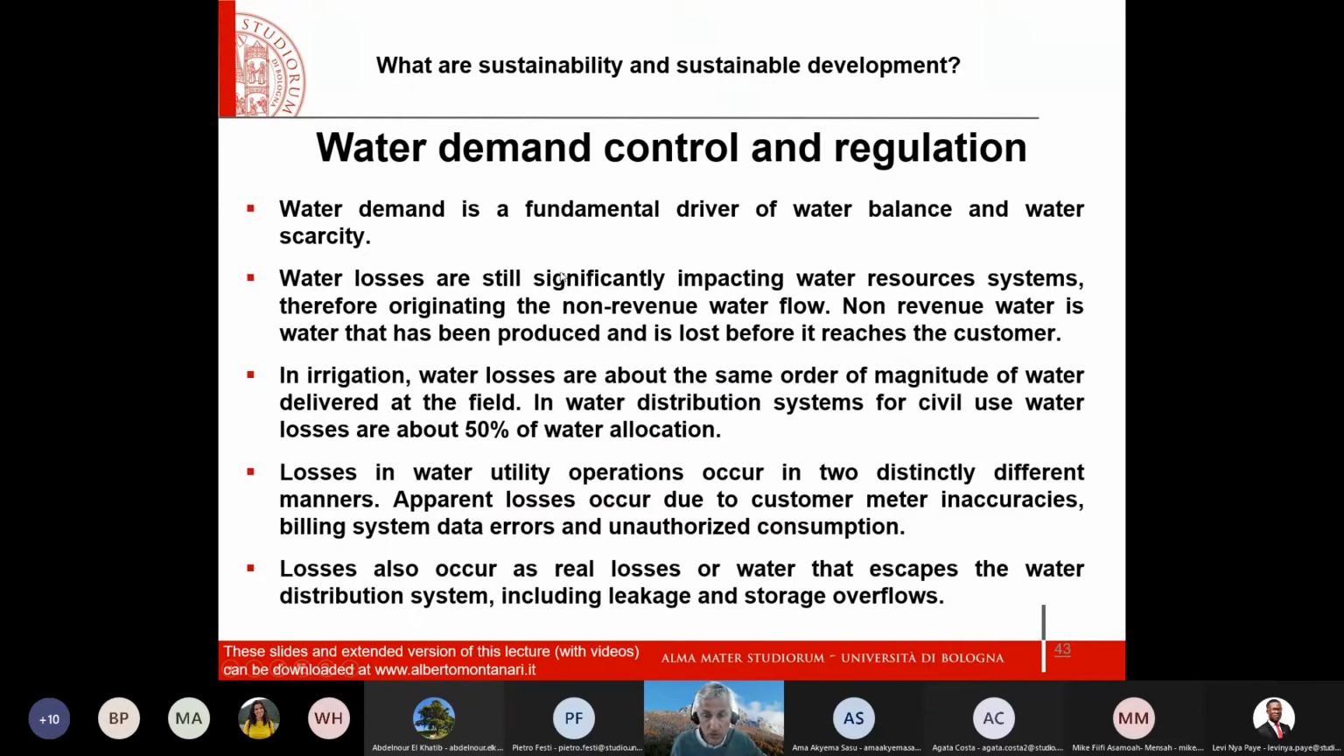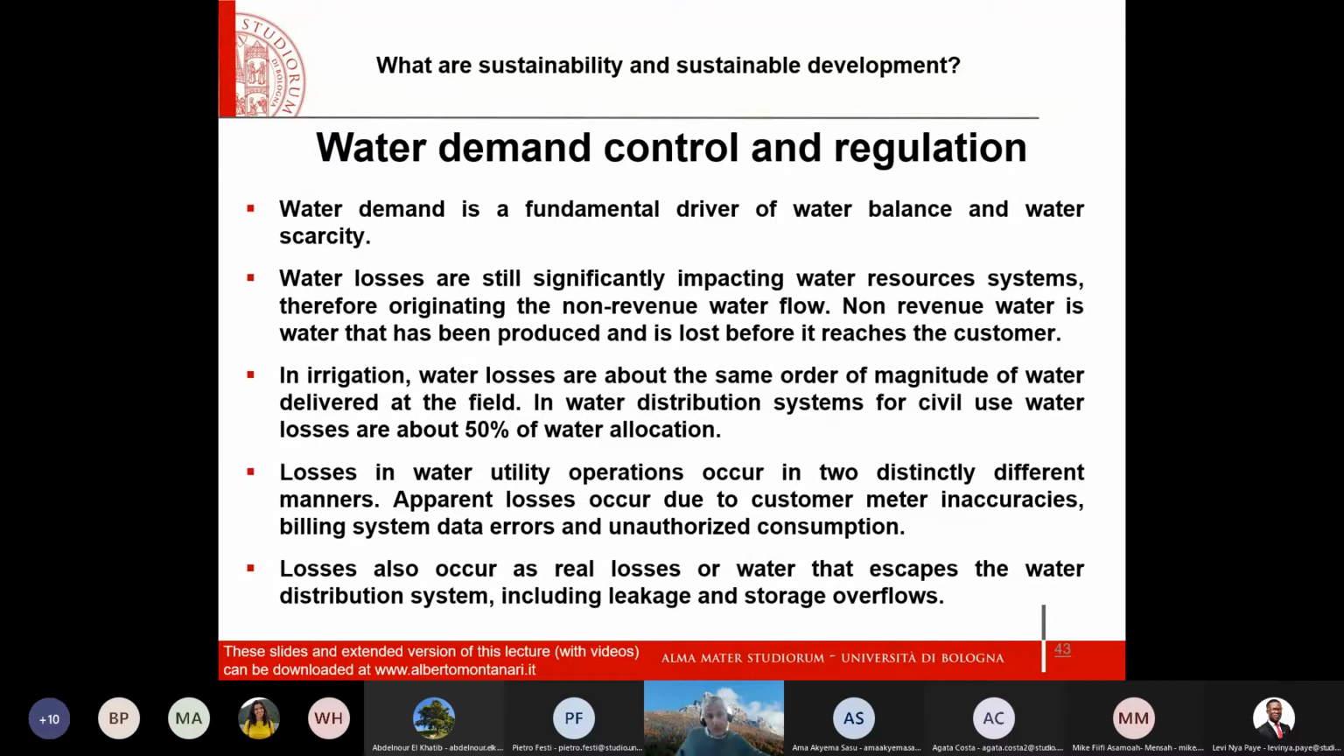Now, a second solution, besides increasing water supply, is water demand control and regulation. This is a solution that is increasingly practiced today. So it means that instead of increasing the supply, first of all, what is the problem? The problem is a mismatch between water availability, water supply, and water demand, where demand is higher than the supply. So one possible solution is to increase the supply. The second solution is lowering the demand.